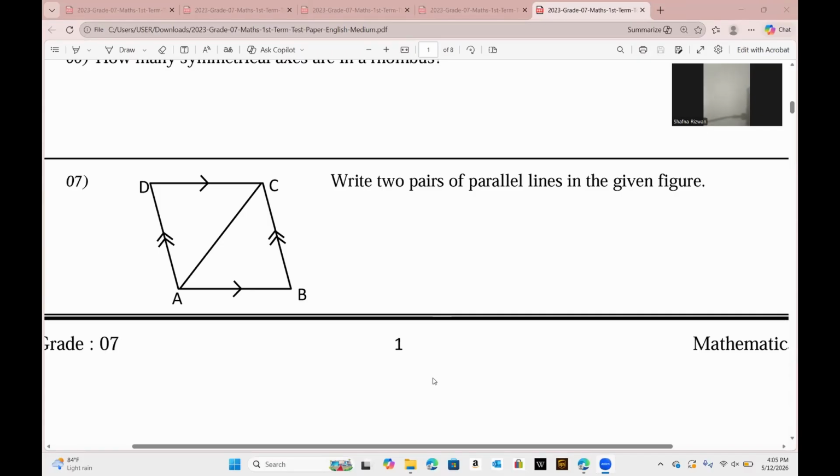Now see here, they are asking you to write two pairs of parallel lines in the given figure. Now, what are the two pairs of parallel lines that you can take here? For that we have to draw this, and then we have to find them. They are asking for two pairs. Okay, now let's see.